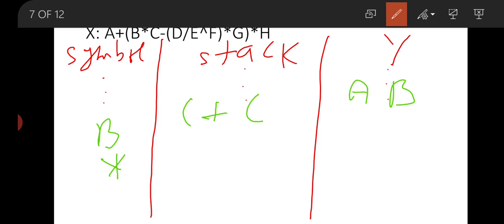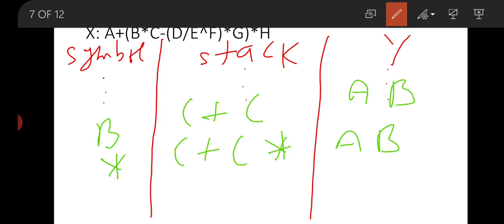Now again we are going to scan the symbol, and we get the star, which means multiplication. If we get an operator, then we have to follow the fifth step: if an operator is encountered, then repeatedly pop from the stack and add it to Y. Here in the stack we have plus and left parenthesis. After the left parenthesis there is no operator, so we follow step 5B, and we put the multiplication here, and our expression will be A and B.